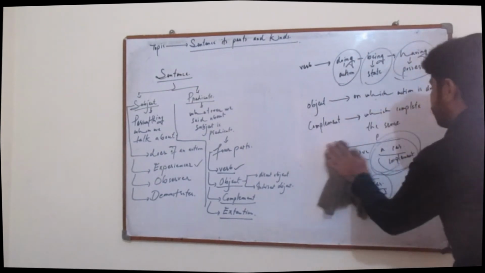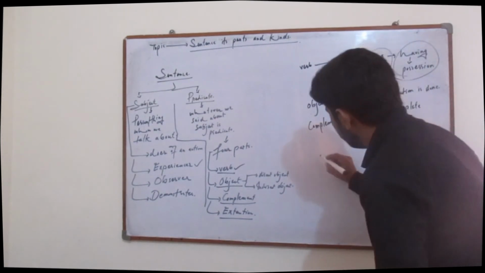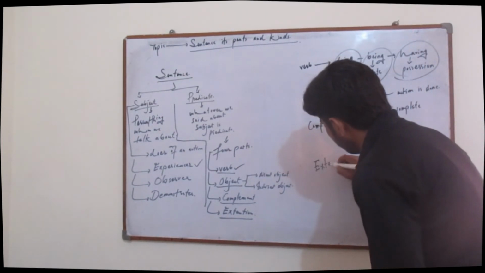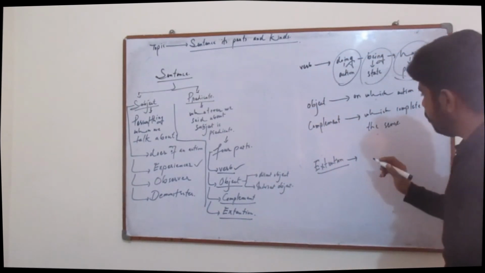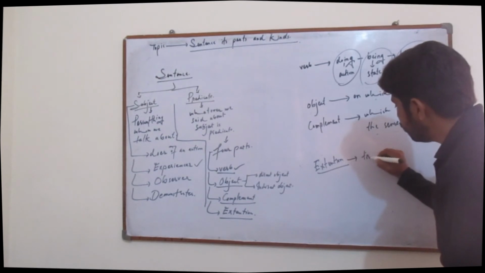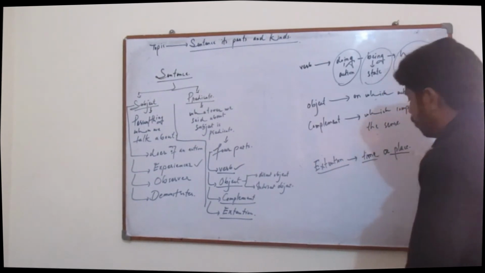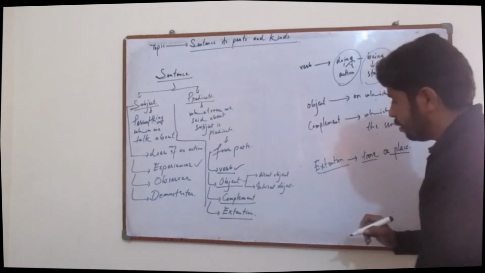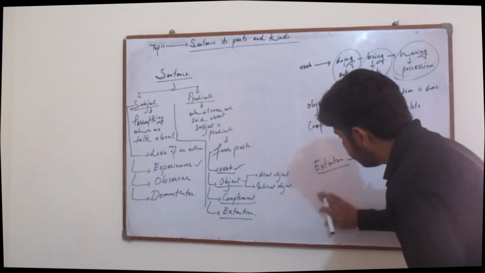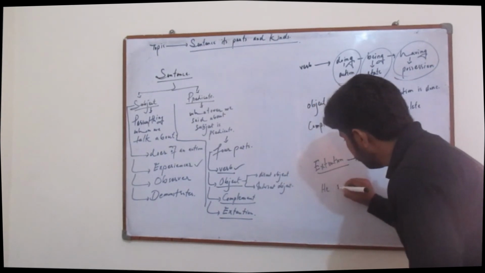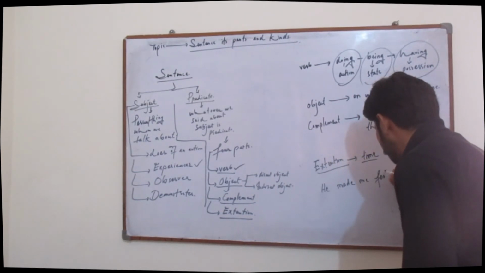The fourth part of the predicate is extension. Extension shows two things, time or place. For example, there is a sentence, he made me fool today.